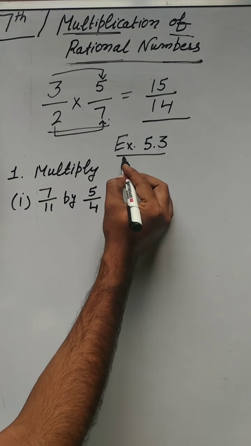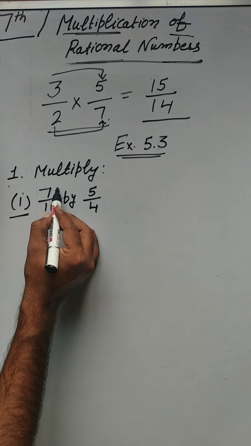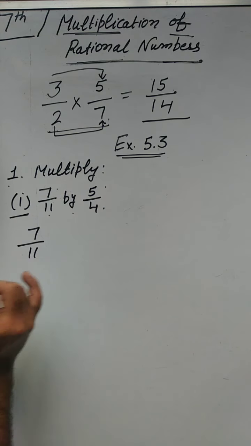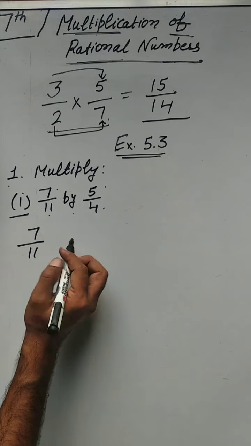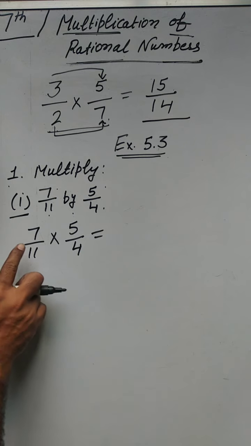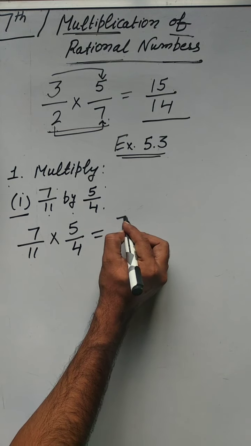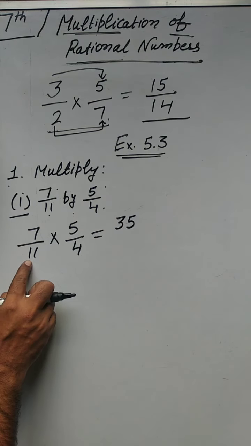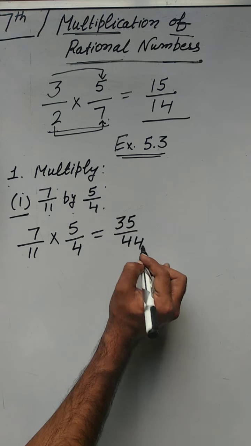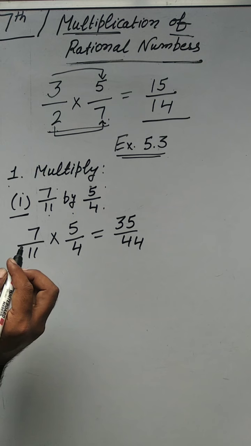Yes beta, exercise 5.3, question first, multiply. First part is, you have to multiply 7 upon 11 by 5 upon 4. Multiply means the sign of multiplication is here, 5 upon 4. So simply multiply numerator with numerator, 7 multiply 5, 7 5s are 35. Denominator multiply with denominator, 11 4s are 44. This is your answer. Understood beta? Very simple. Similarly, you have to proceed in the next part.